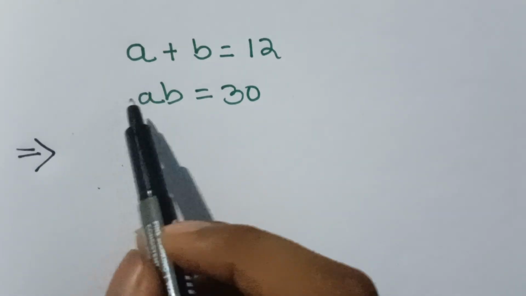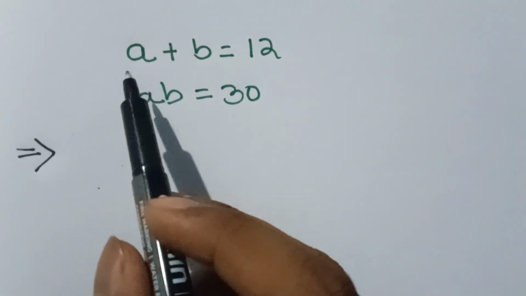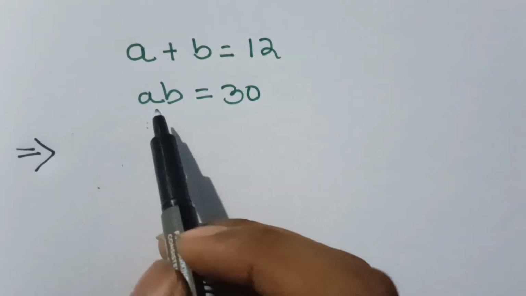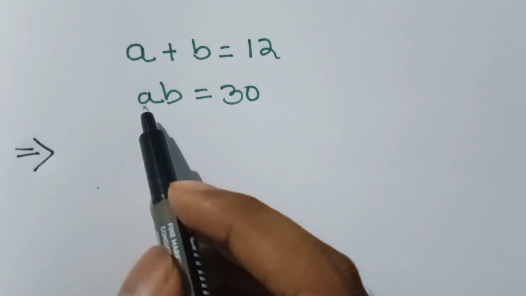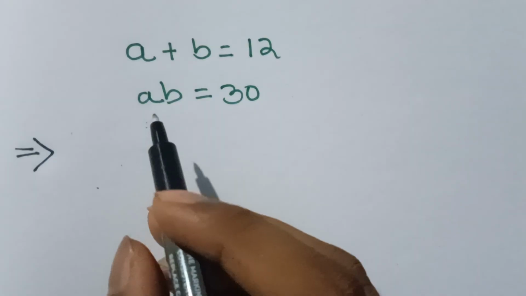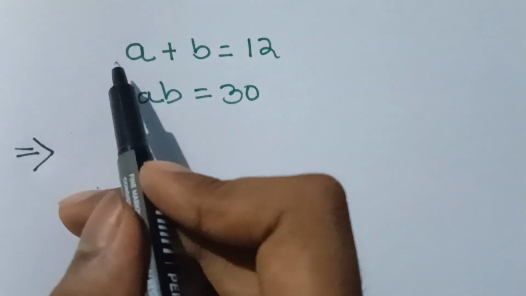So this math problem almost fools everyone. In this math problem, we have to find the value of a and b. First of all, we have two equations, and the easiest approach is to express b from the first equation.